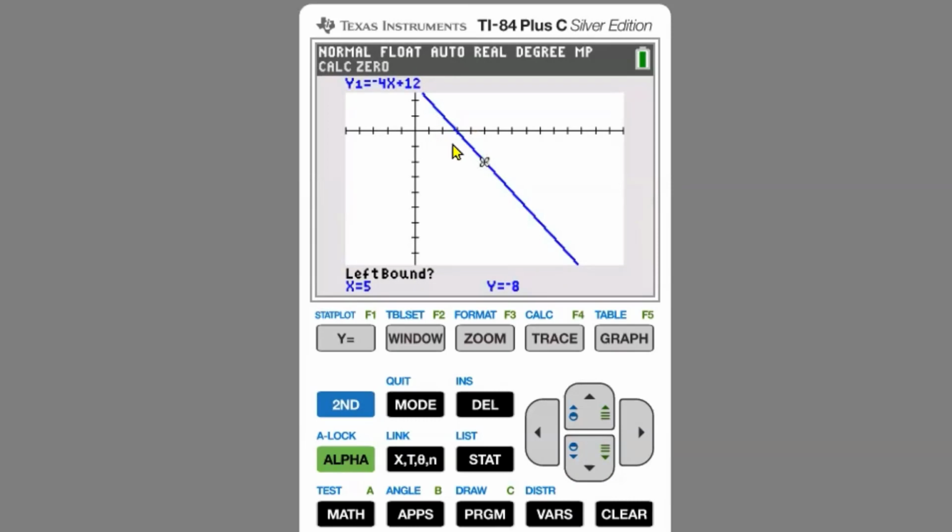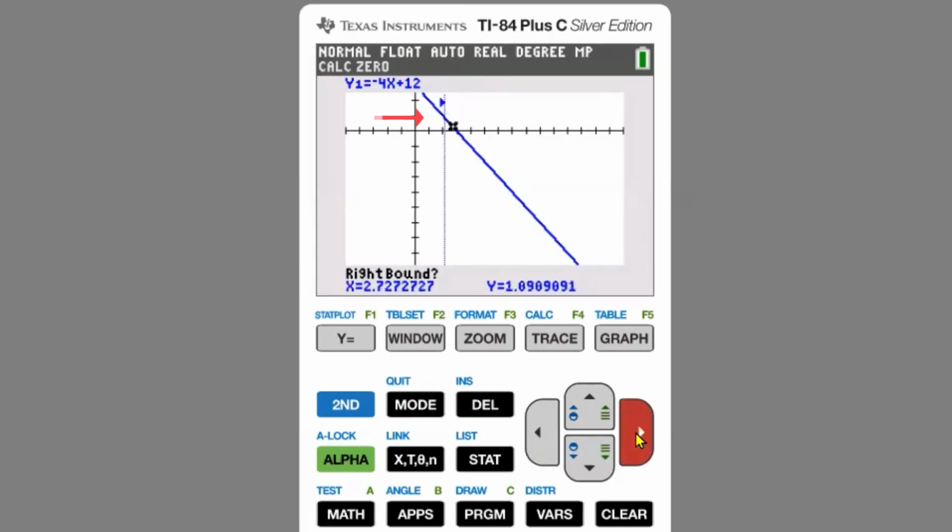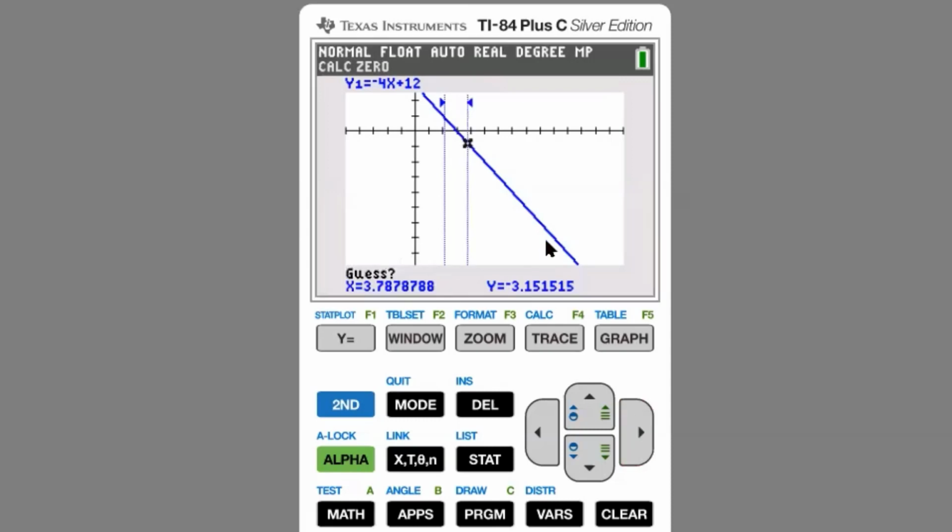Now, we know roughly where the 0 is because we know a 0 is where the x-intercept is. So down here, it says left bound with a question mark. So we want to move our cursor, you see that cursor right there, to the left of the x-intercept, and we're going to hit enter. And then notice it changes to right bound question mark. So we're going to move that cursor to the right side of that x-intercept right there and hit enter, as long as it's on the right.